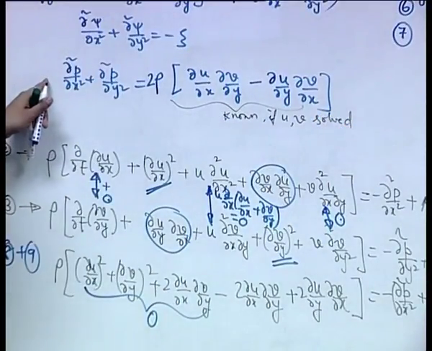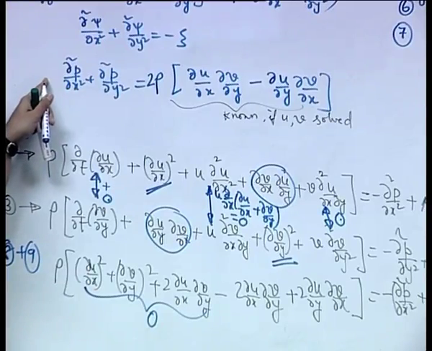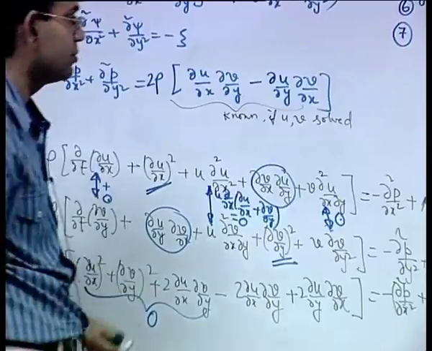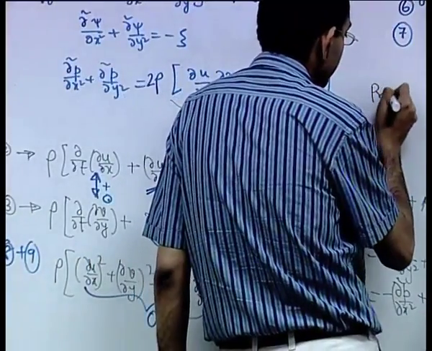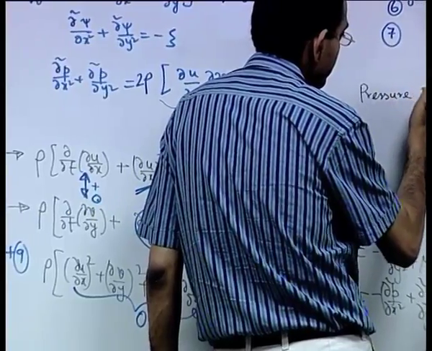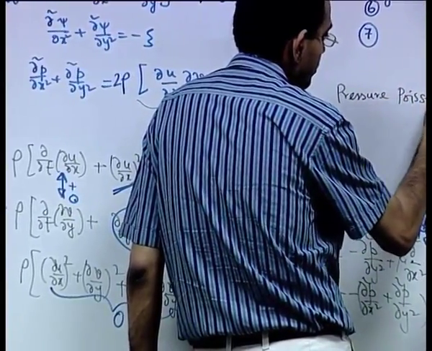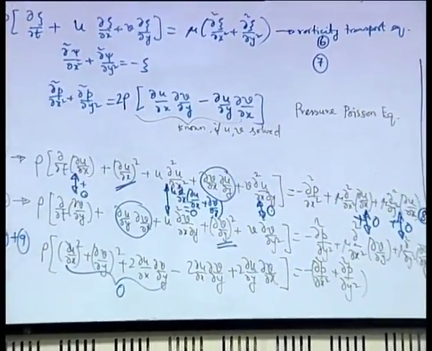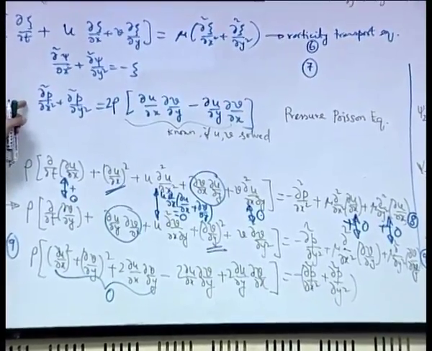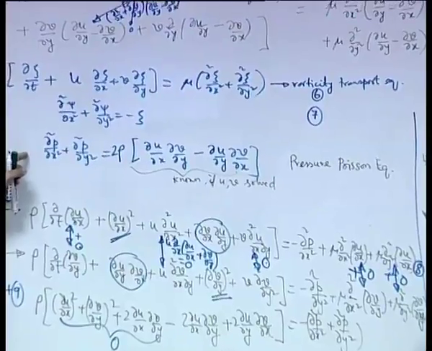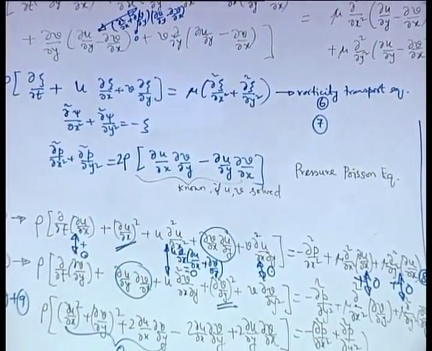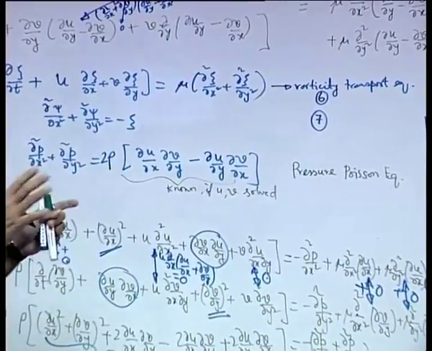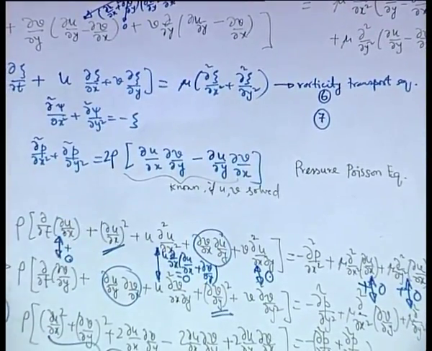So, then what type of equation is this? This is a Poisson equation, but now it is a governing equation for pressure, not stream function. So, it is called as a pressure Poisson equation. So, you can recover, you can get back the pressure by solving this pressure Poisson equation after solving the velocities. So, that is the total scheme of the stream function vorticity approach.